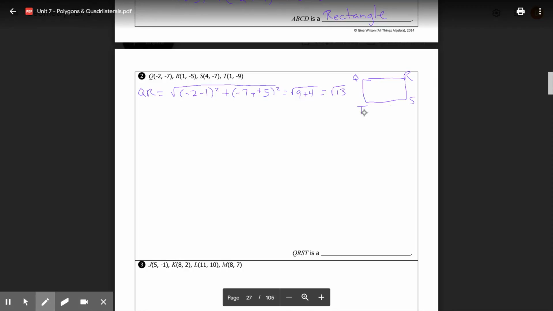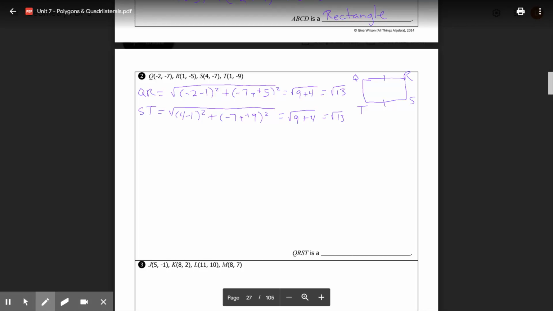And then we need to figure out ST. So ST is equal to 4 minus 1 squared plus -7 minus -9. So 4 minus 1 is 3. 3 squared is 9. -7 minus -9 is -7 plus 9. So that's 2. 2 squared is 4. So those end up being congruent. So QR and ST are congruent.